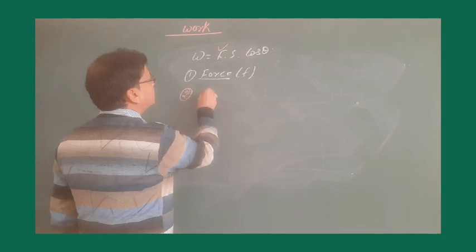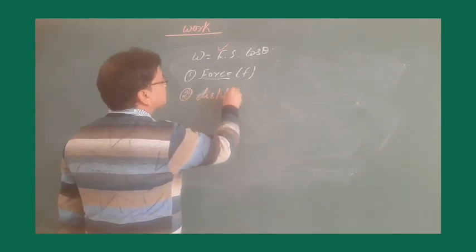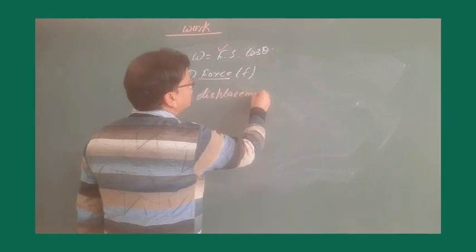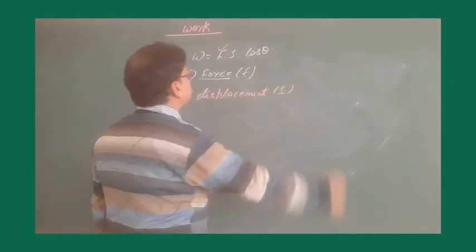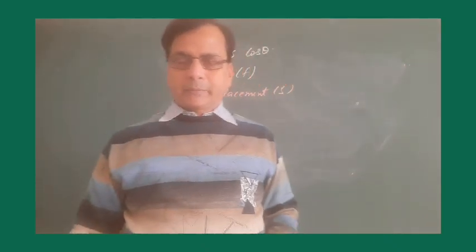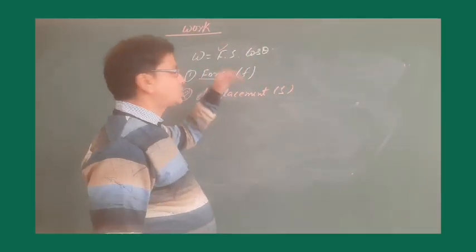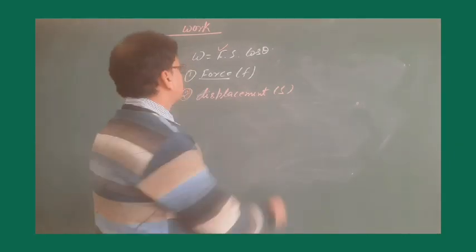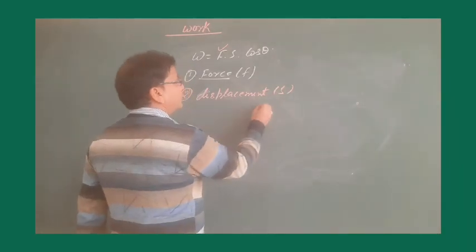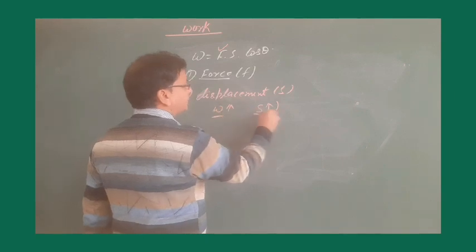Second is the displacement. Clear? Displacement is directly proportional to the work done. If the displacement is greater, then work done is also greater. Means when displacement is maximum, work done is also maximum.